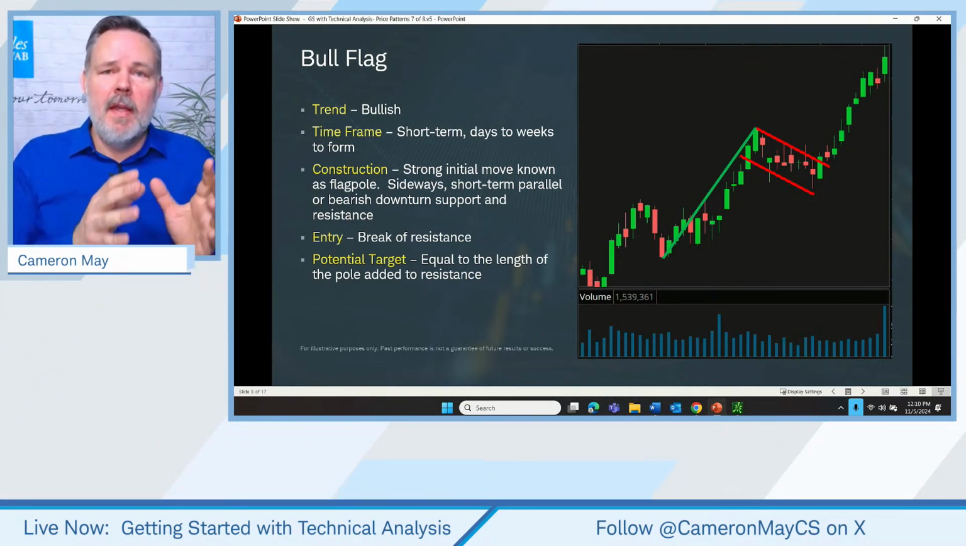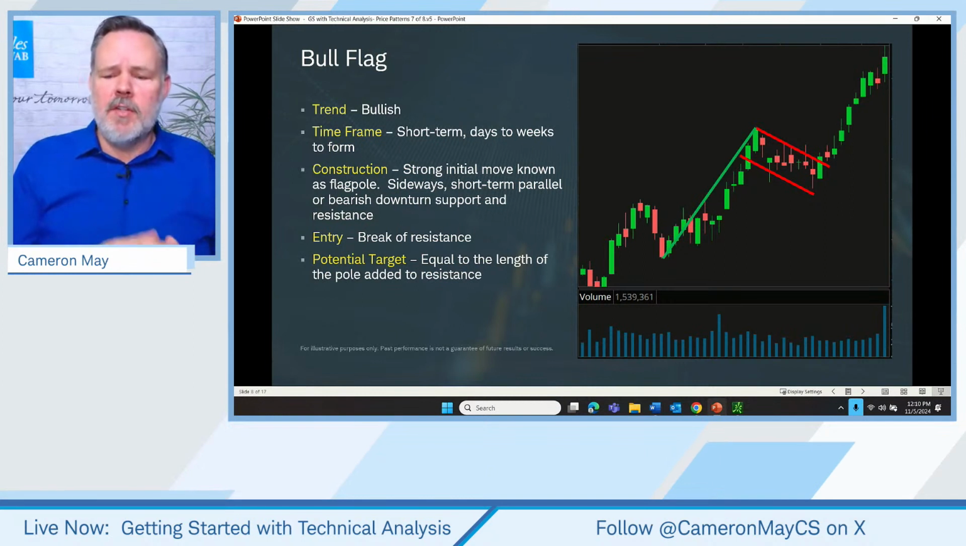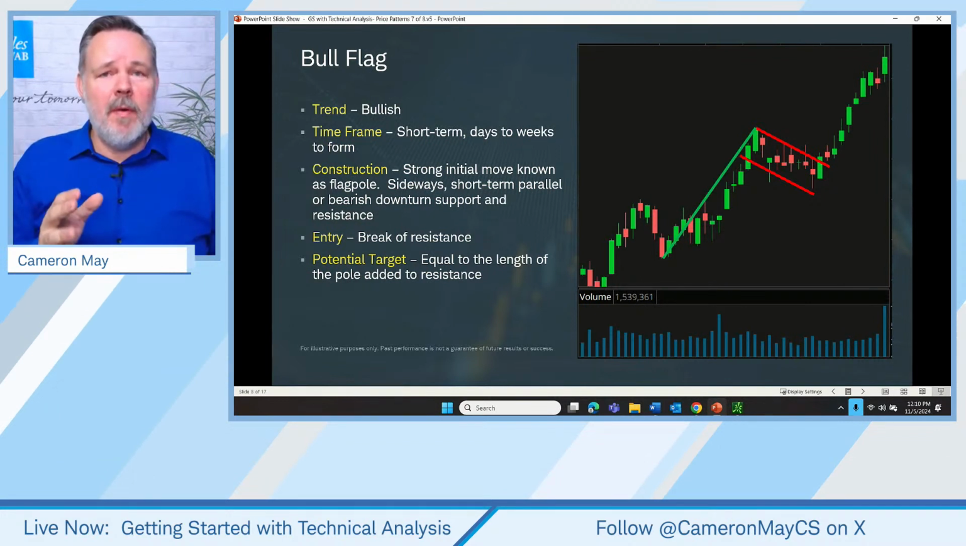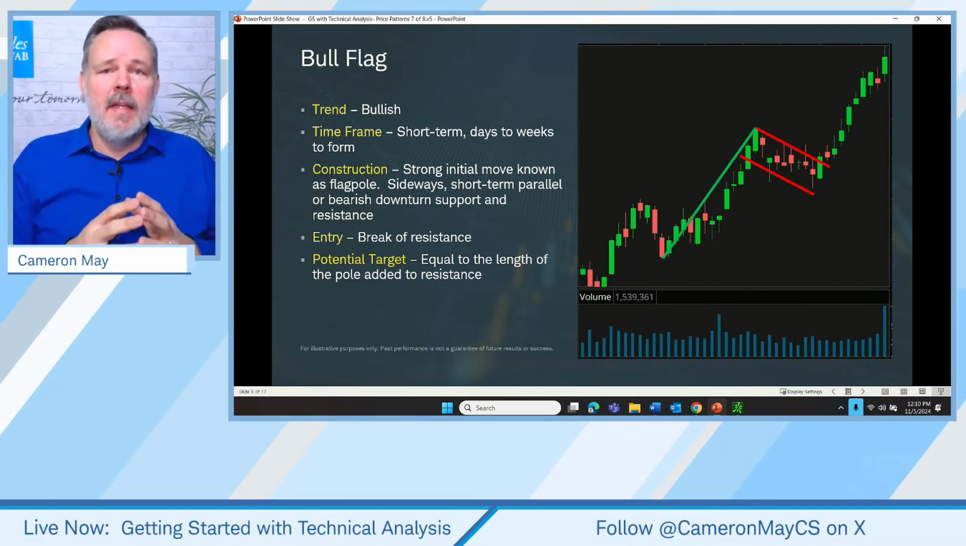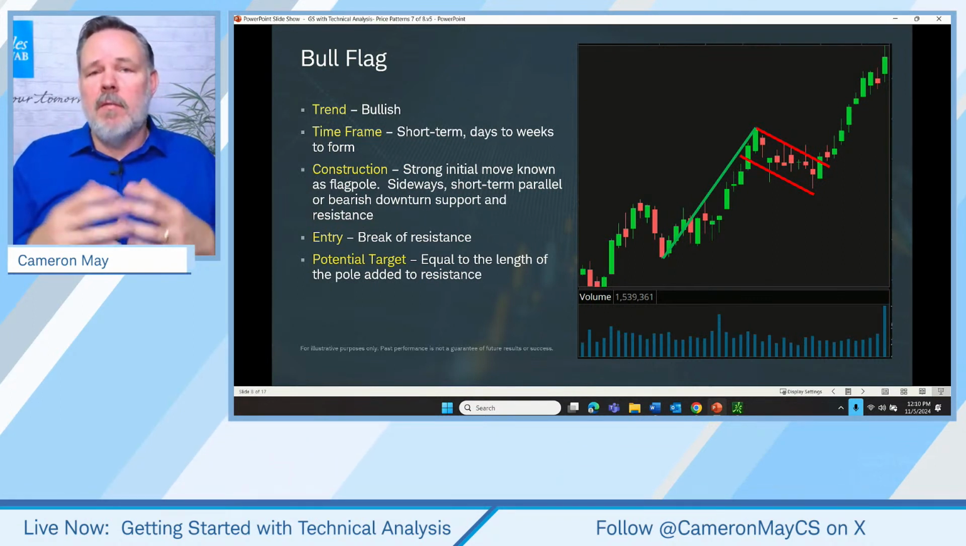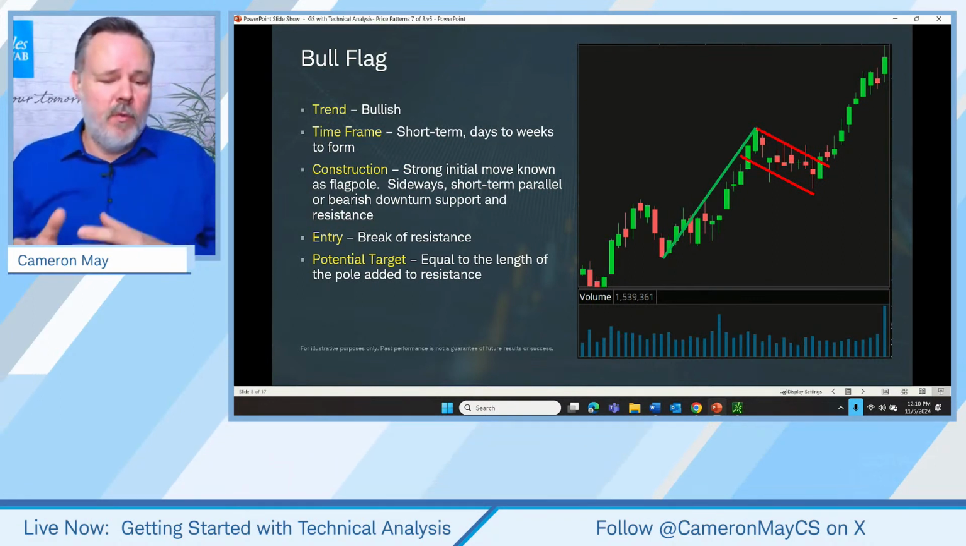Daily candles, but days to weeks on average. The long end of a bull flag, yeah, they can run on for 5, 6, 7, 8, 9 weeks conceptually, but most commonly probably going to start and end within a few days to a few weeks.